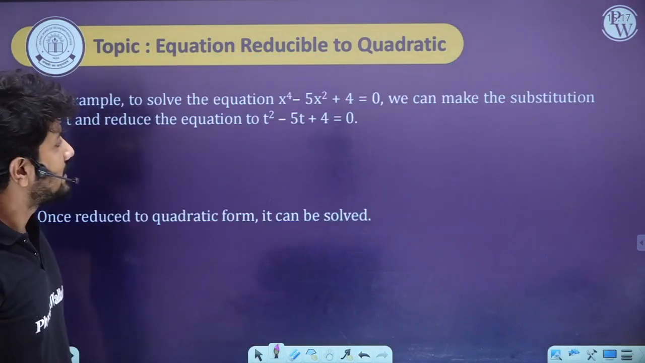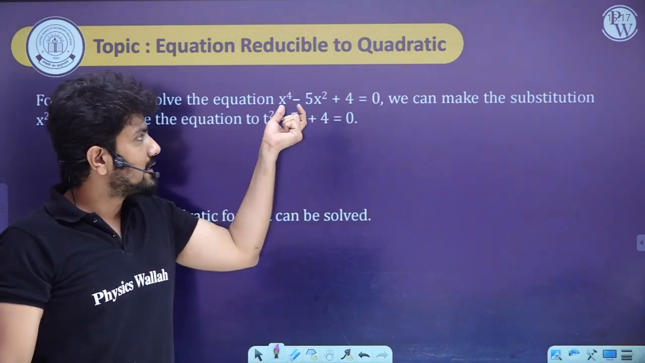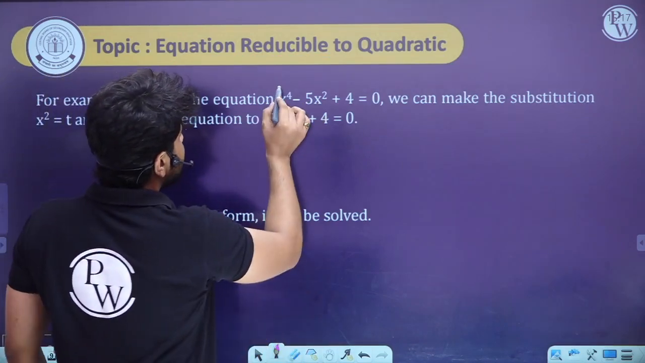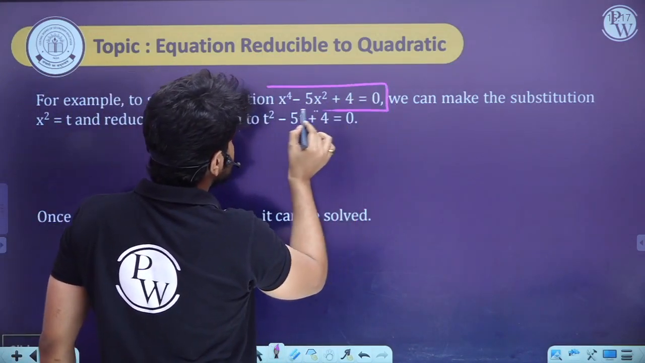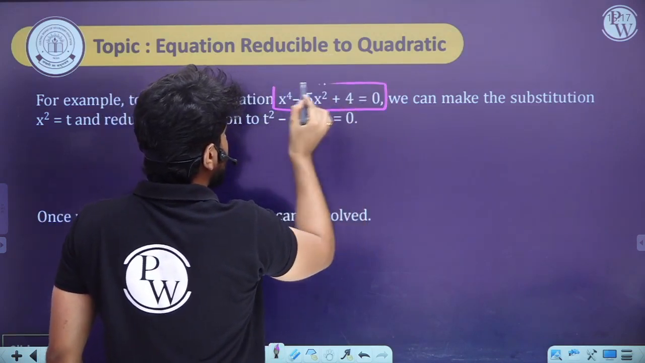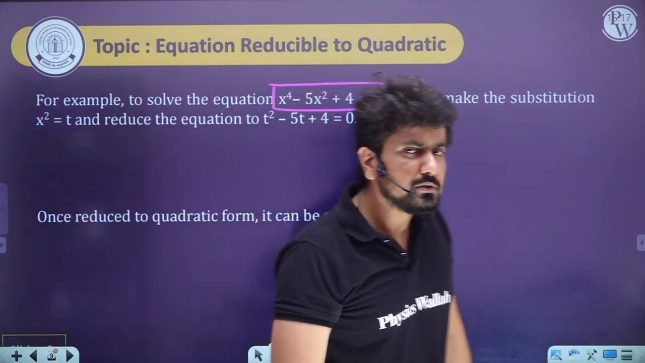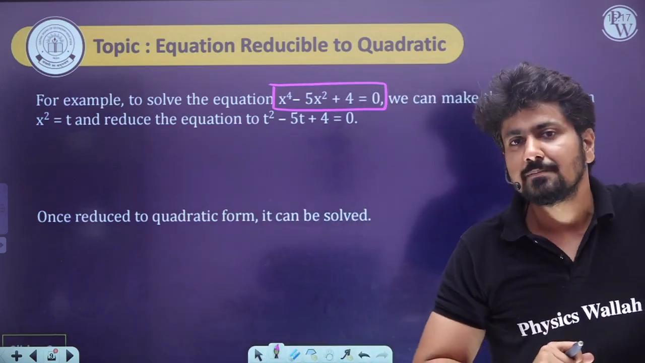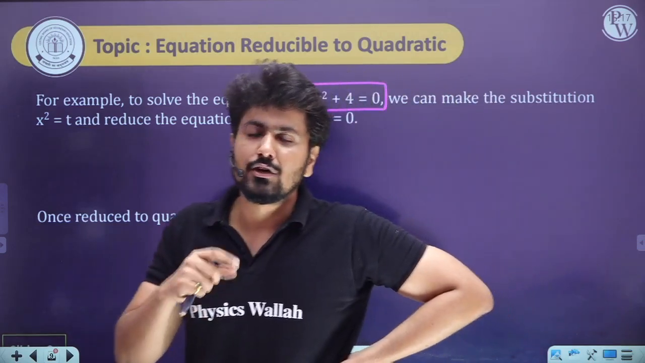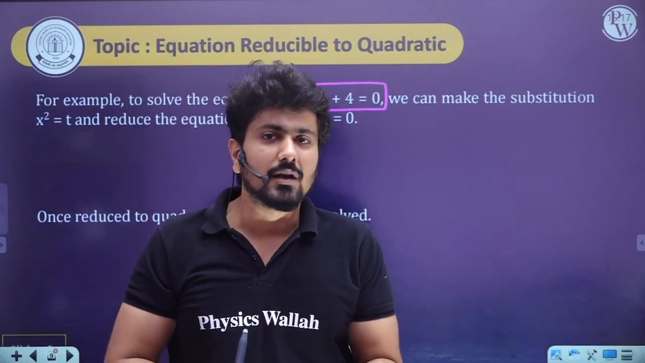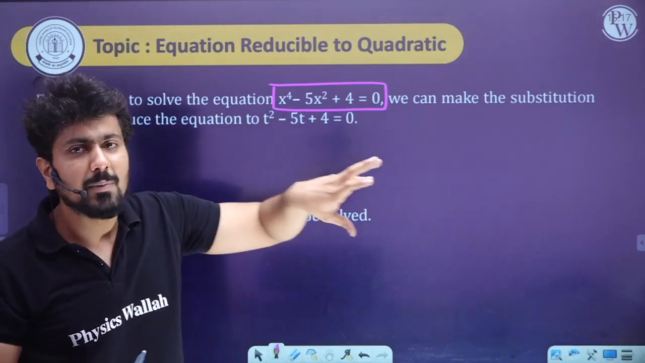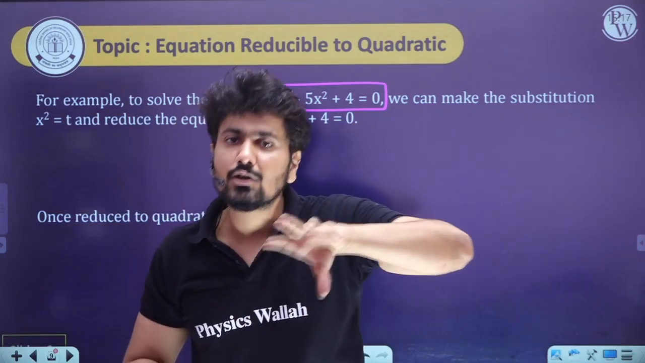Okay, let's have a look at an equation like this: x raised to the power 4 minus 5x square plus 4 is equal to 0. If I ask you to solve this particular equation, now, this is not a quadratic equation, right? This is a biquadratic equation. We call this type of equation a biquadratic equation. So how do we solve this? We can convert this biquadratic equation into a quadratic.